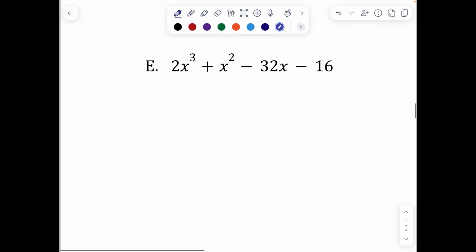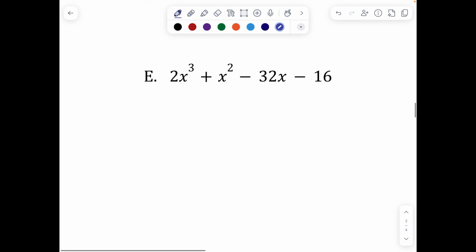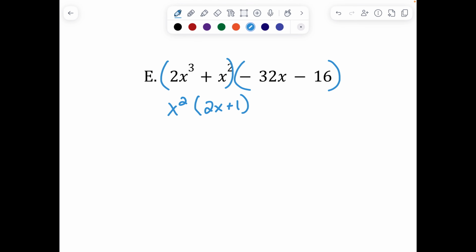Our next example, we have 2x to the third plus x squared minus 32x minus 16. So again, since we have 4 terms, we're going to need to factor by grouping. I factor out an x squared, and I'm left with 2x plus 1. Then I factor out a negative 16, so I'm left with 2x plus 1.